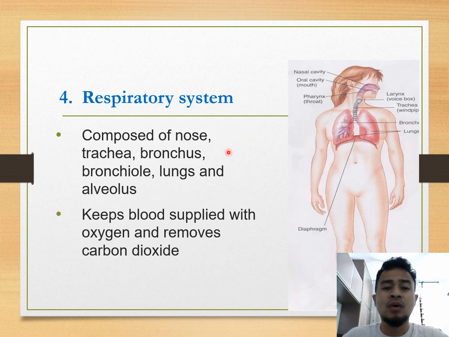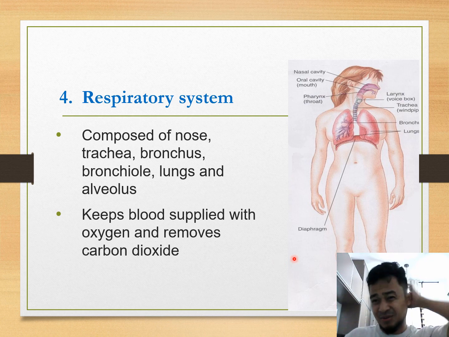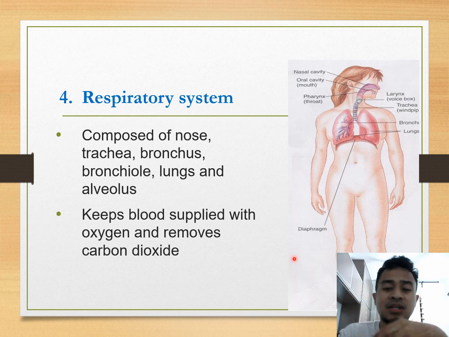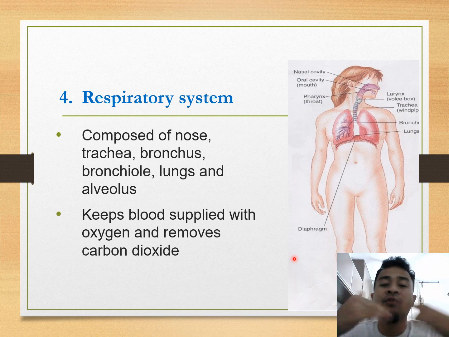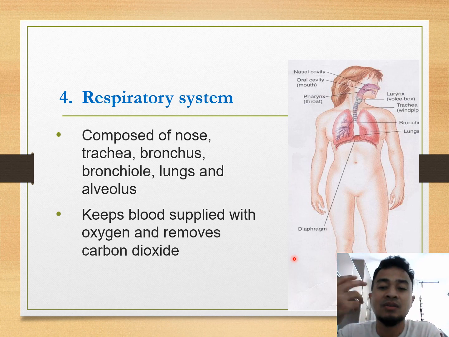The respiratory system is composed of the nose, trachea, bronchi, lungs, and alveoli, which keep our blood supplied with oxygen and remove carbon dioxide. Of course, we inhale a lot of types of gases, but we just focus on oxygen and carbon dioxide because we take in oxygen and we remove carbon dioxide from our body. And of course, under the respiratory system, it's not just gases, it's also some water droplets and so on.